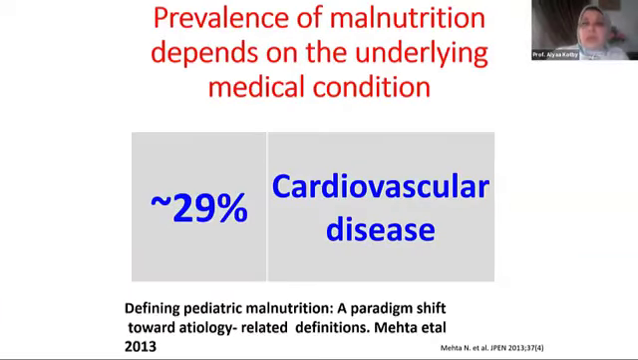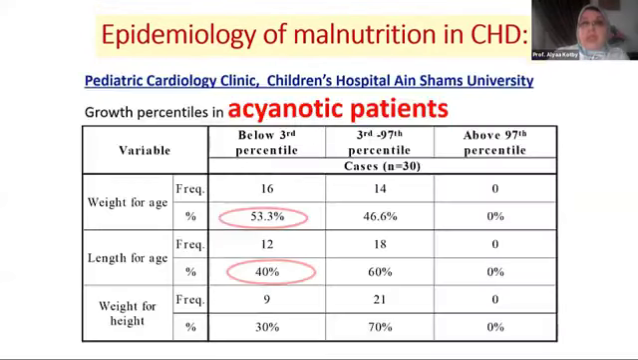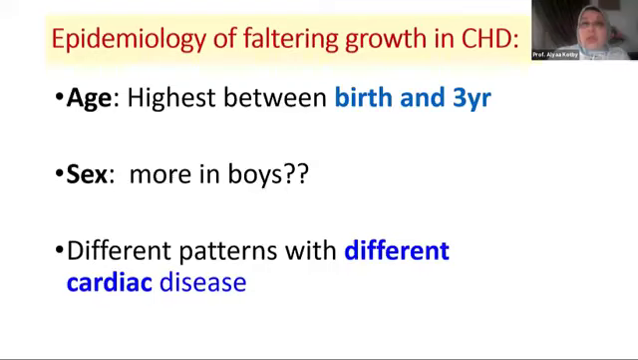It was found out that 29% of the cardiovascular diseases have underlying malnutrition, they are undernourished. 27% of them are below the 3rd centile for both weight and height. In the Children's Hospital Ain Shams University, 53% of the cyanotic heart disease patients were below weight for age. So what's the epidemiology of faltering growth due to congenital heart disease and heart failure?